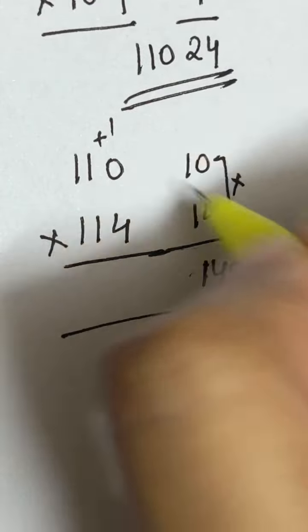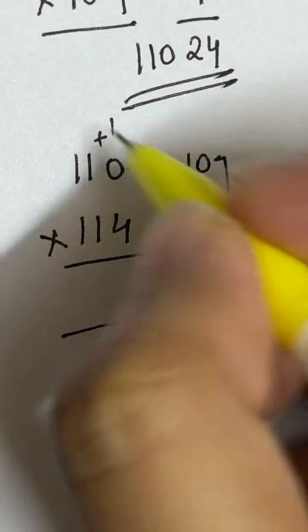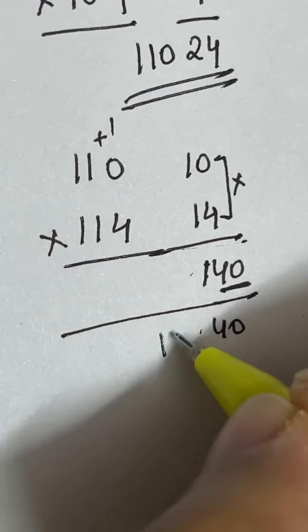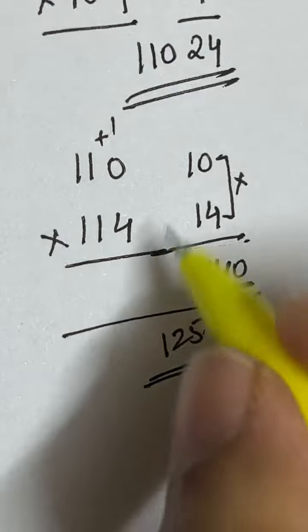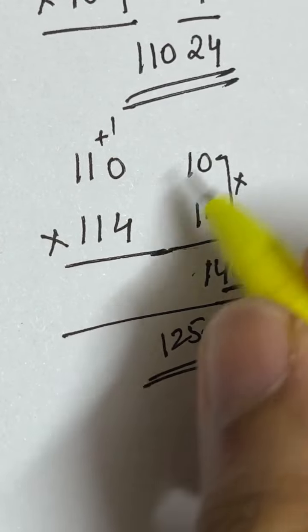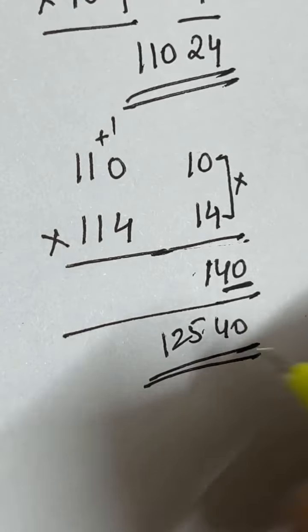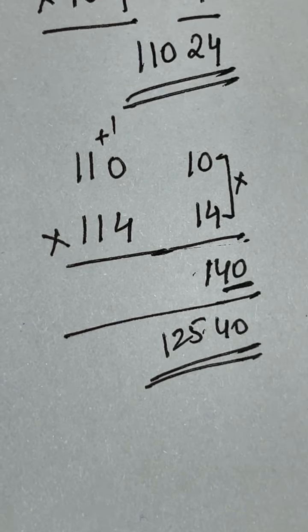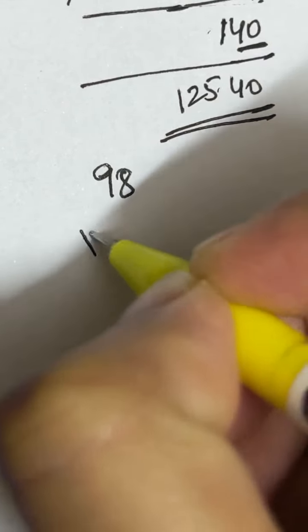Now you just cross multiply and check. 110 plus 14 is 124, plus 1, 125. Done. That's your answer. Or you can go this way also. 114 plus 10, it's again 124, plus 1, that's 125. Okay, now let's see one more. Something like this: 98 times 97.